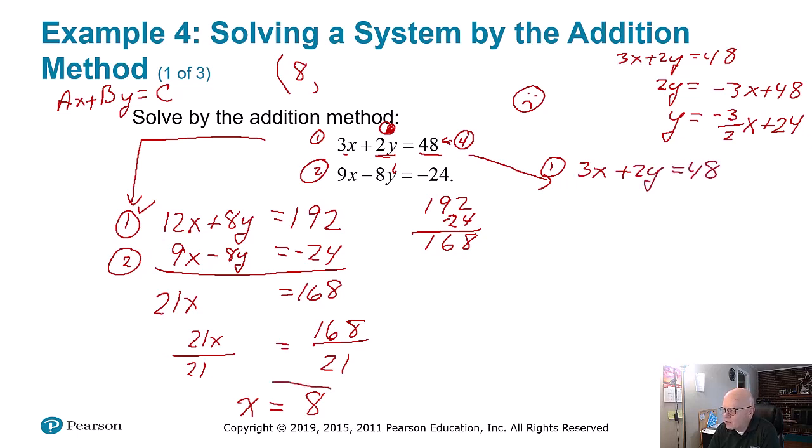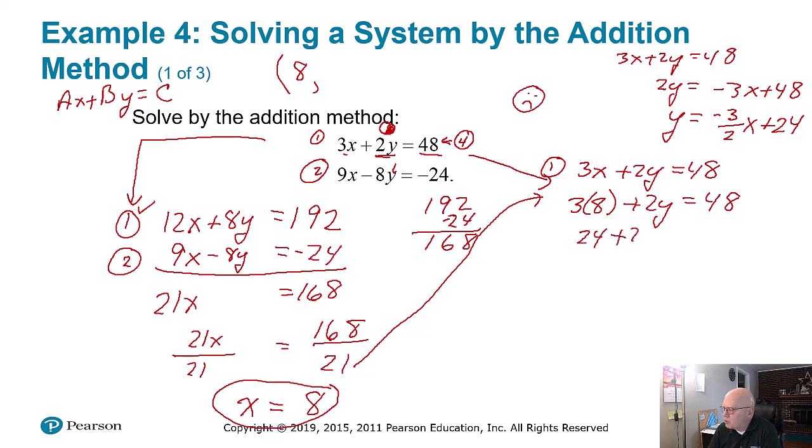Now I just found out x was 8. So I'm going to bring that up here, and I'm going to put the 8 where the x is. And 2y, we don't know what that is yet, we'll find out, equals 48. There's your first equation with the 8 put in for x. So you've got 24 plus 2y equals 48. Subtract 24 from both sides. We'll have 2y equals 24. Divide by 2, y equals 24 over 2. And lo and behold, there's my y value, 12.